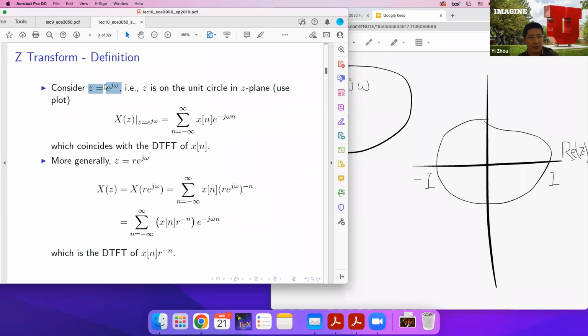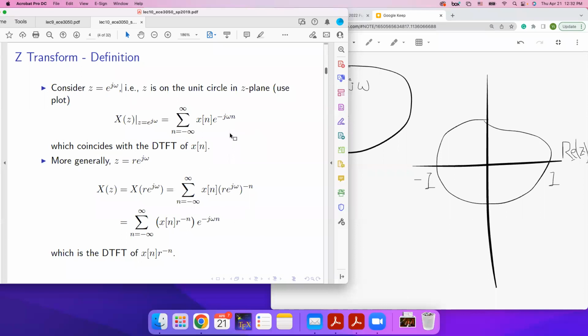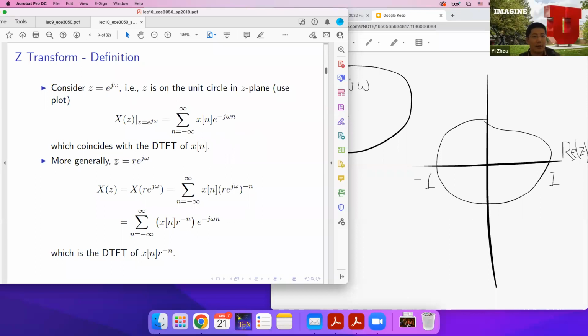So in this sense, the Z transform generalizes the DTFT. If we consider z to be e to the power of j omega only, which corresponds to this unit circle in the z plane, then the Z transform simply becomes the discrete time Fourier transform. It's a special case. More generally, the Z transform domain covers the entire complex plane.